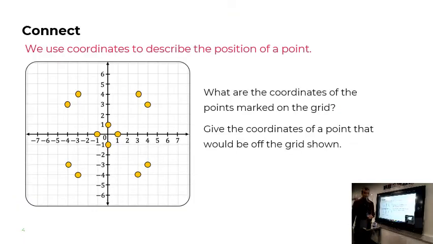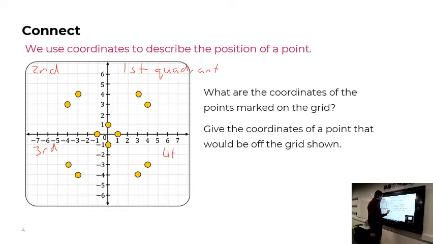Okay, so we want to find the coordinates. Coordinates are the location of each point. Before we do that, let's split up into quadrants. On the top right hand side, this is called the first quadrant. This is where both x and y are positive. Top left hand side is the second quadrant. Bottom left hand side is the third quadrant. And bottom right hand side is the fourth quadrant. So it goes in the anti-clockwise direction.